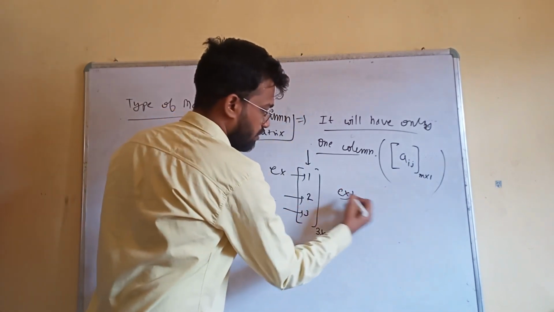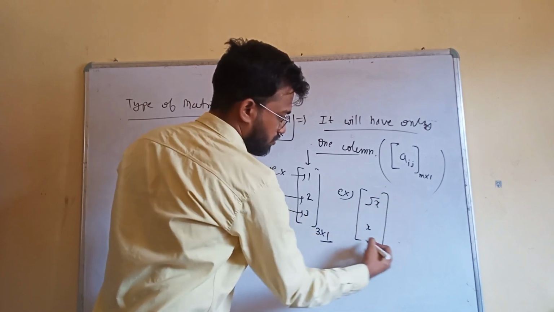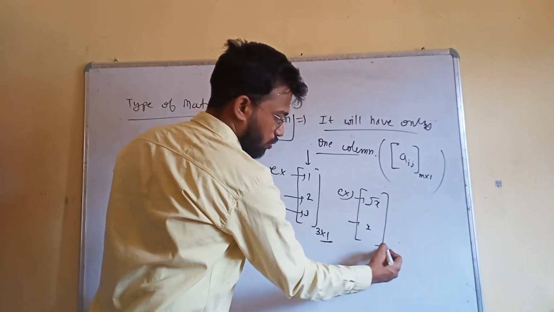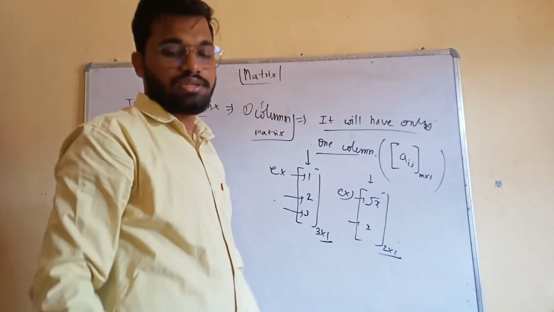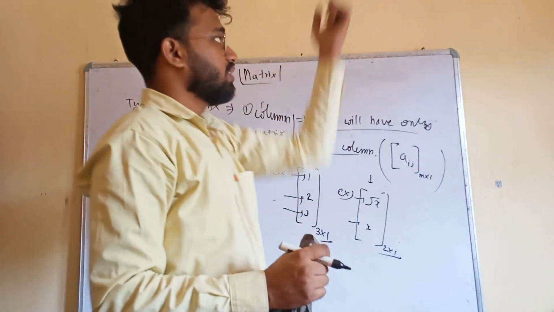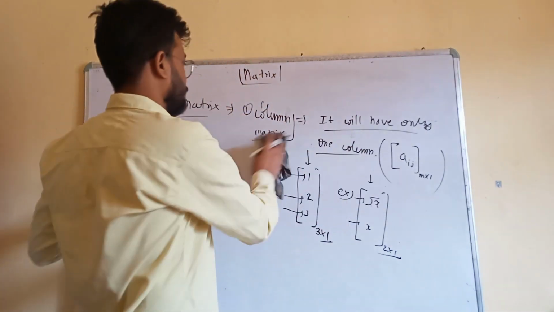Let's take another example. You can take also like this, x, x. So how many rows does it have? 1, 2. 2 rows, and 1 column. So it is also a column matrix. Now we have the row matrix and column matrix. Now let's talk about the square matrix.